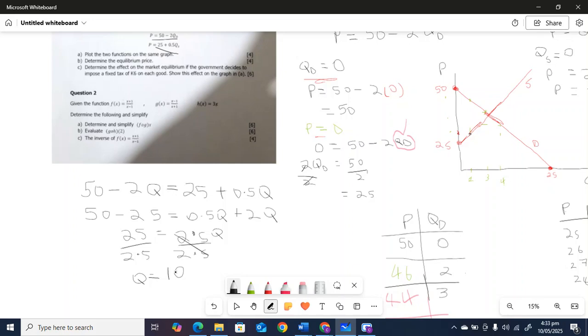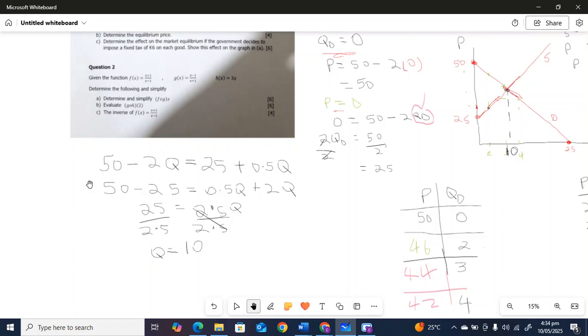Okay. So here on our graph, where they intersect, Q equals 10. Then we want to get our equilibrium price. You can substitute Q equals 10 into any equation, the supply or the demand function. For me, I will substitute it into the demand function.